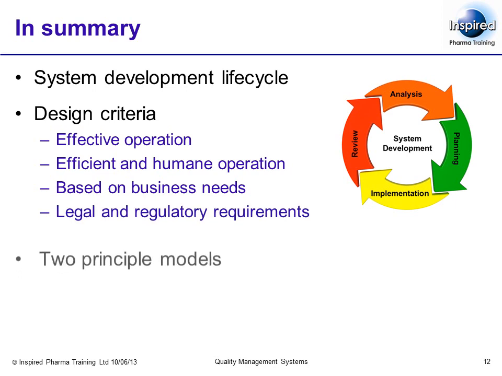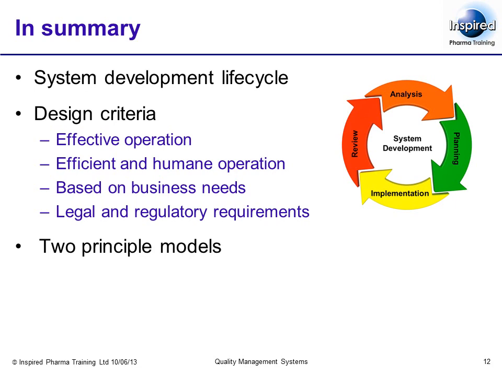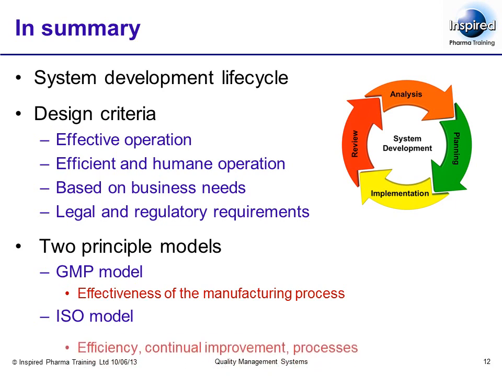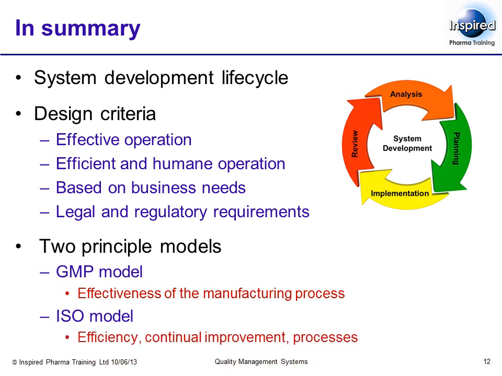We have reviewed the 2 principal models that we could base our system on. Firstly, the GMP model. We can see that this traditional model has, in the light of contemporary quality and QMS thinking, certain limitations. It is based around the effectiveness of the manufacturing process only and does not formally accommodate those essential features that our second model, the ISO model, does, such as efficiency of operation, the promotion of proactive continuous improvement, and the embracing of all pertinent processes.